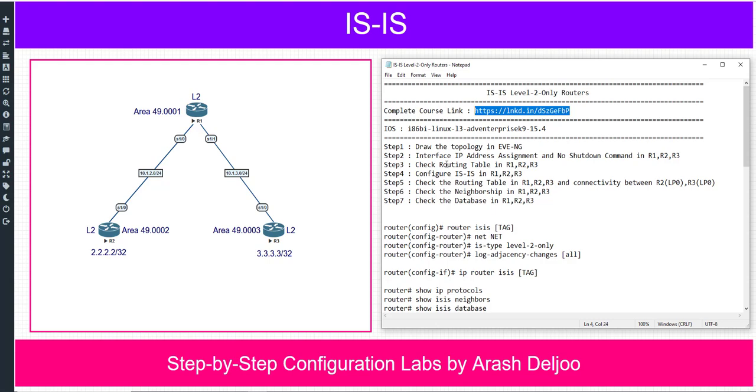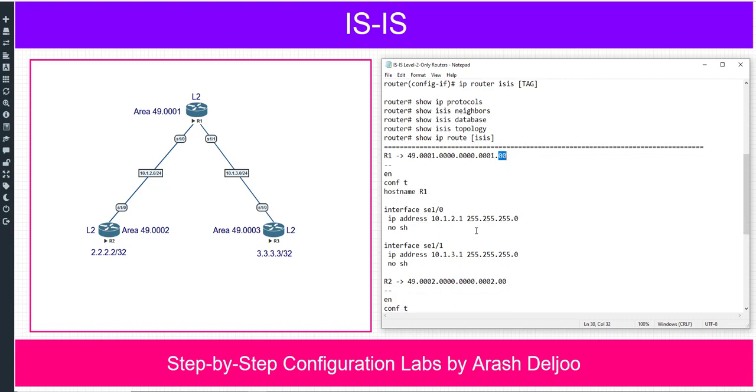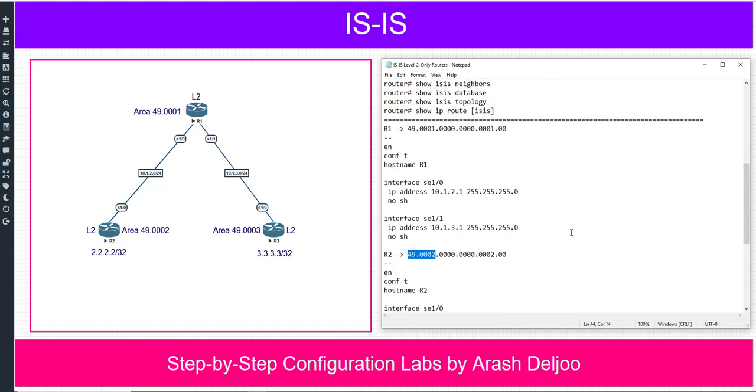For example, this is our text file. In the text file, you can see that in router 1, we will have this net address: 49.0001 is the area ID, after that we have the 6-byte system ID, and after that the NSEL. But in router 2, the area ID is different. It is possible. Why? Because this is a level 2 router, and we can have ISIS adjacency between routers with different area IDs because they are level 2, or L2, routers. You know that between level 1, or L1, routers, we need to have the same area ID.